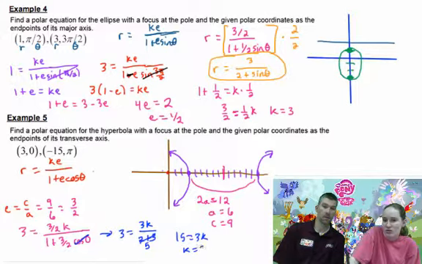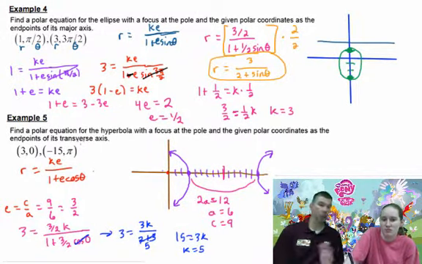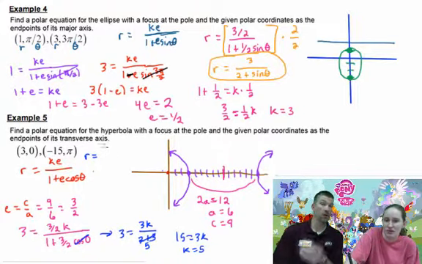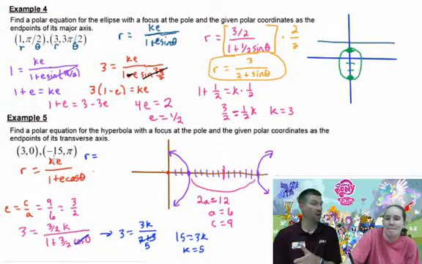So k equals 5. Now, on both of these, we had to actually use a point we knew to help us find the information we didn't know. On example 4, we used the r value. On example 5, we used the theta. So you choose the way that you feel most comfortable with.